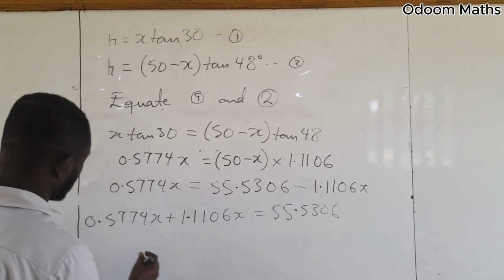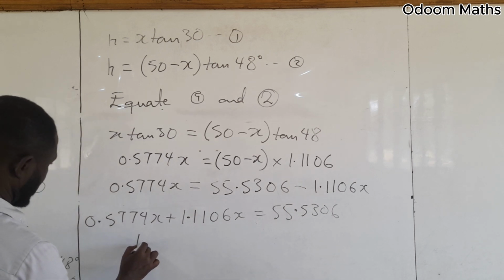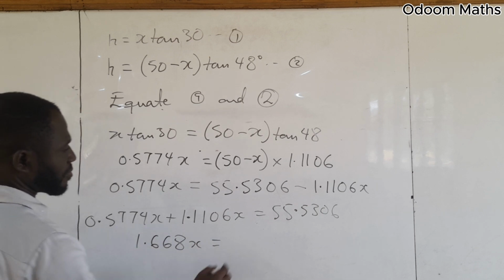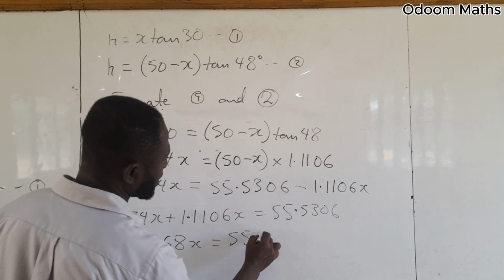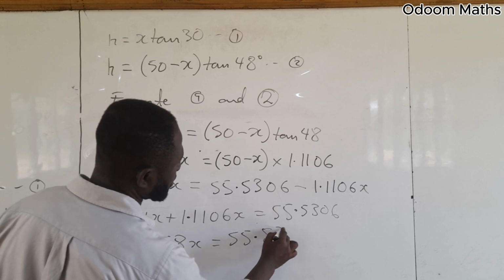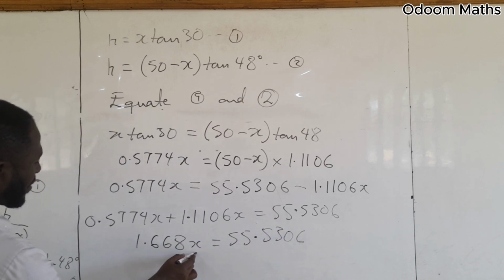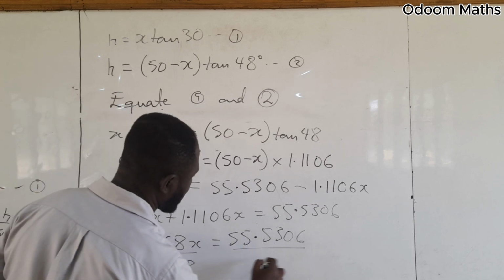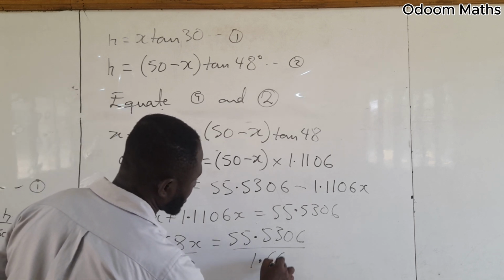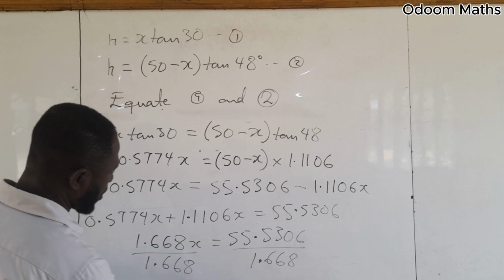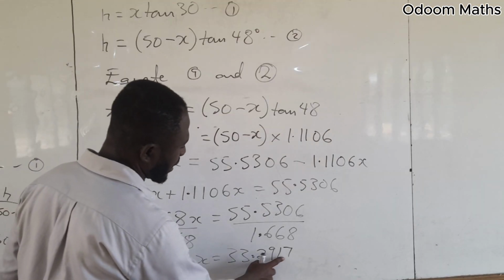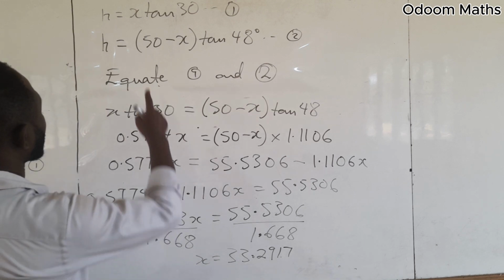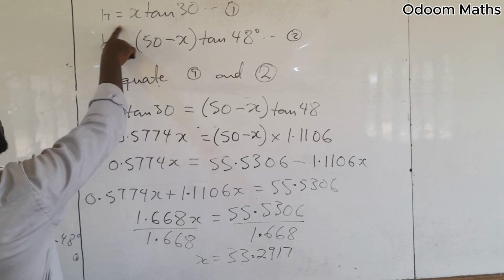So this side is giving us 1.668x, and then we have 55.5306. Okay, then we divide both sides by 1.668. So x becomes 33.2917. That is after dividing.